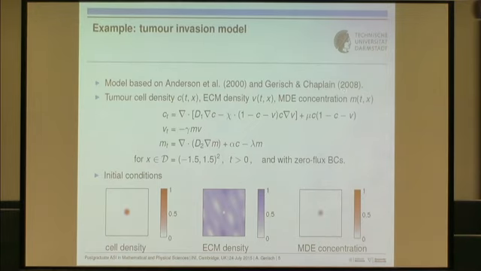Okay. Good. I want to do a little example on a tumor invasion model. It's based on one which Sandy Anderson and Mark Chaplin and myself proposed some time ago. So here we have three quantities in the model. It's very simple. You have a tumor cell density C, you have an extracellular matrix density V, and you have a matrix degrading enzyme concentration M.